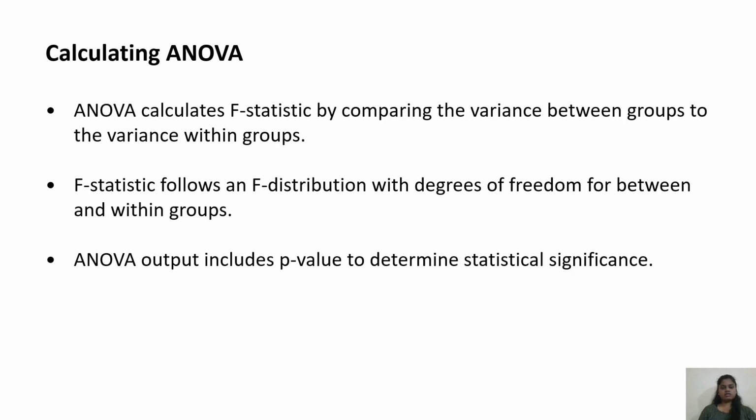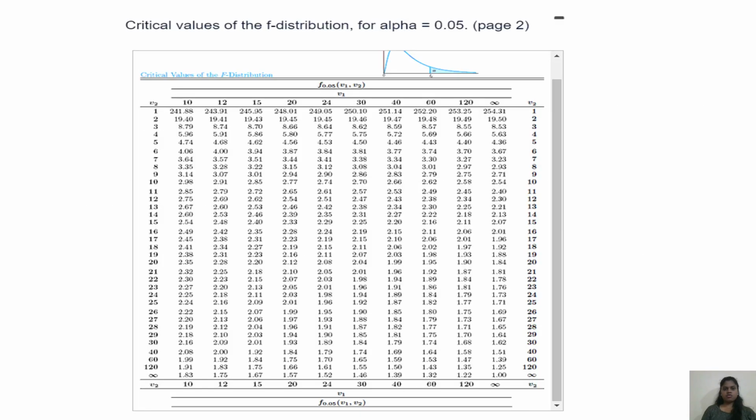Calculating ANOVA. ANOVA calculates the F statistic by comparing the variance between groups to the variance within groups. The F statistic follows an F distribution with degrees of freedom for between and within groups. ANOVA output includes a p-value to determine statistical significance. So let's see how to solve an ANOVA problem.